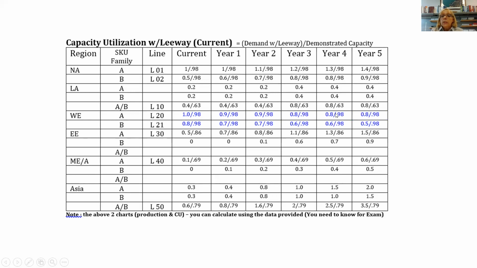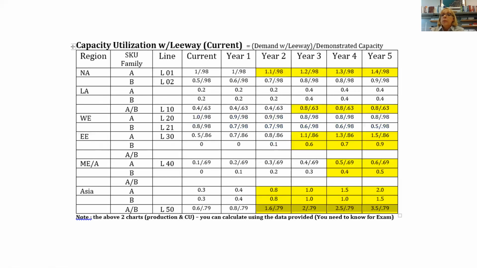You'll notice that the only thing that changes in this table is really the demand with leeway, and that's because of the following. Now that we have this table completed, what we want to do is look at which areas, for what year and for what particular SKU families, do we have an issue in terms of not having enough capacity to meet demand. Where do we have a gap? In class, what we did is that we circled those. What I'm going to do in this presentation is highlight those, and they should match exactly with the ones that we circled in class.